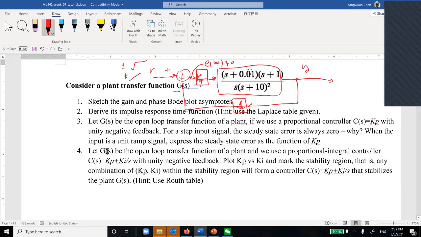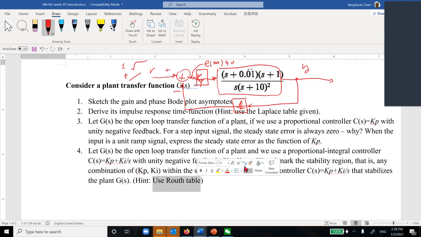Then you do the open loop transfer function of the plant, using a proportional and integral controller. So you have this one, okay? This is a PI control, proportional and integral controller. Then I want you to check the stability, because if you choose KP and KI arbitrarily, you will mess up the system, making it unstable.